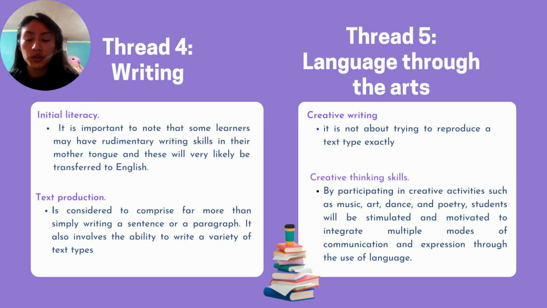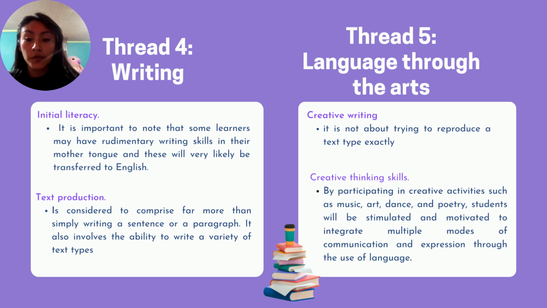Trait 5. Language through art. Here we have creative writing and creative thinking skills. In creative writing, it's not about trying to produce a text type exactly. They could be legends, myths, poetry, and little stories. Here, the learners enter an imaginary world, developing their imagination and creativity. In creative thinking skills, we participate in creative activities such as music, art, dance, and poetry.